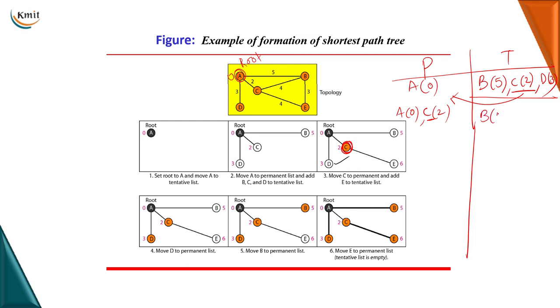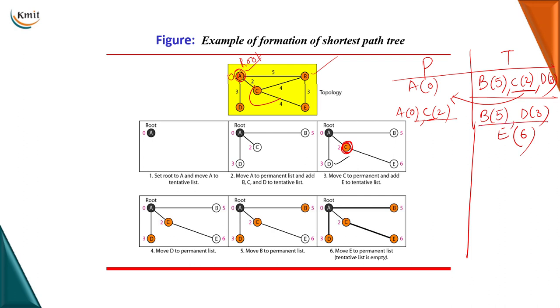Now what is there in the tentative list? We have B and D. Now if I see the neighbors of C, who are the neighbors of C? Neighbors of C are A, which is already visited, B, which is already in the tentative list, and the other neighbor is E. So I will add the other neighbor of C, which is E, where the cost will be 2 plus 4, 6. Now C has become a permanent node because its neighbors are visited and the shortest path is calculated.